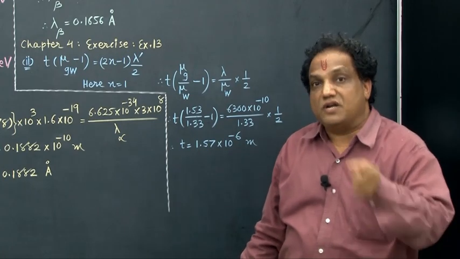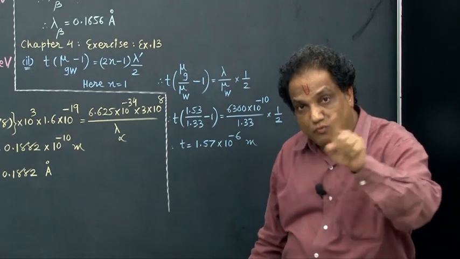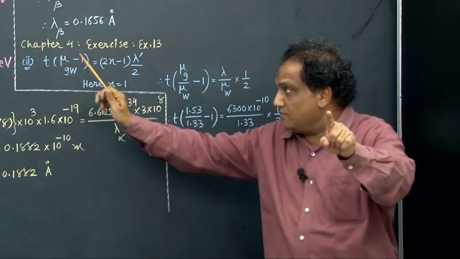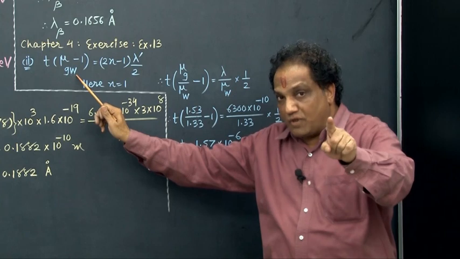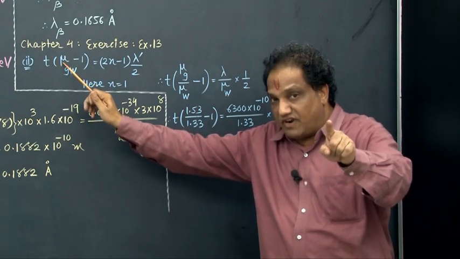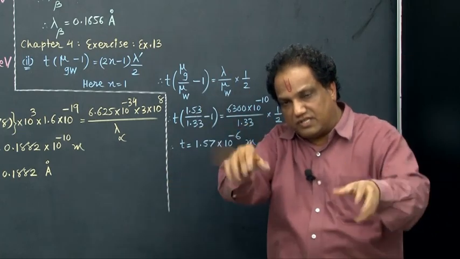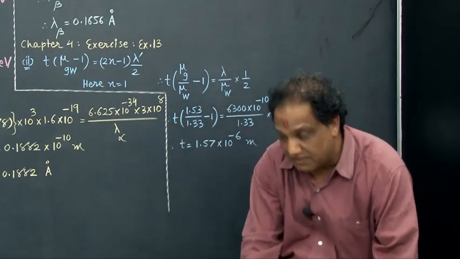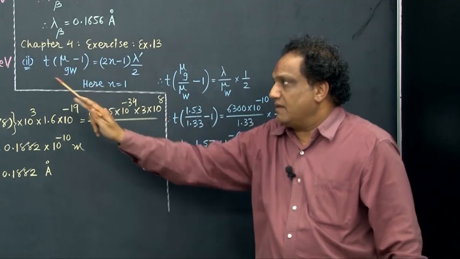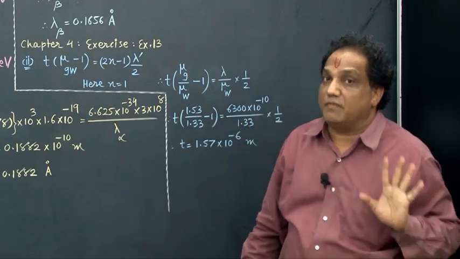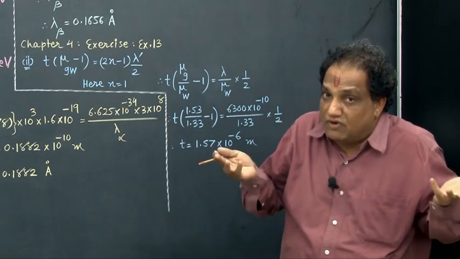What was the formula? The net path difference was T into mu minus 1. Come on, T into mu minus 1. But instead of mu, I am putting mu GW, because it is now the relative refractive index of glass with respect to water, because the whole apparatus is immersed in water. That's why. And then this net path difference you should equate with either n lambda or 2n minus 1 lambda by 2, depending upon the conditions given to you.